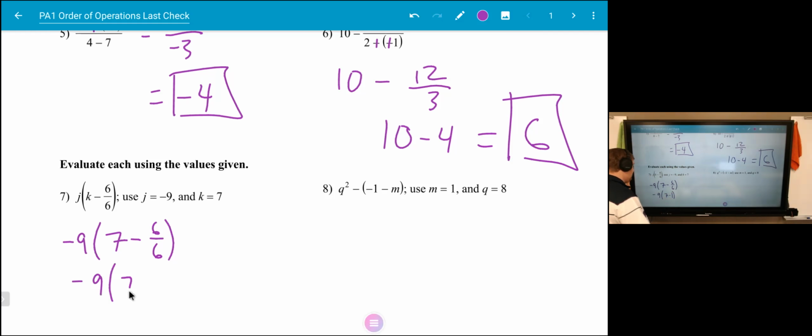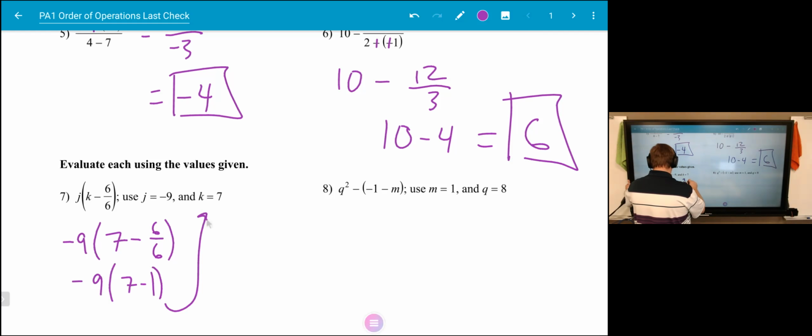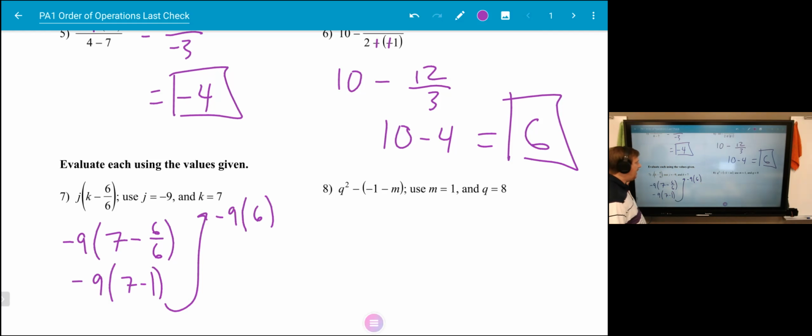Take care of that parentheses one more time. I'm going to do this up here. 7 minus 1 is 6. A negative times a positive is a negative, and 9 times 6 is 54.